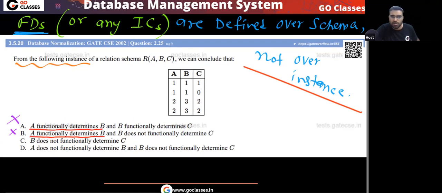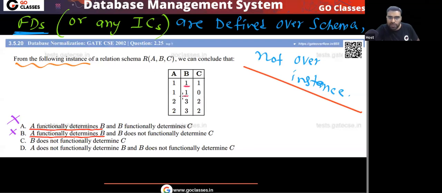So if I give you some instance, you can find some functional dependency which does not hold on the schema. From the instance, you can eliminate but never confirm. So option A and option B are gone. Now, what is option C? B does not determine C. Can I say this from the instance? Yes, B does not determine C.